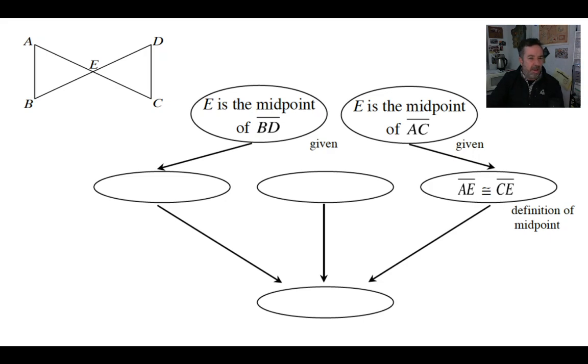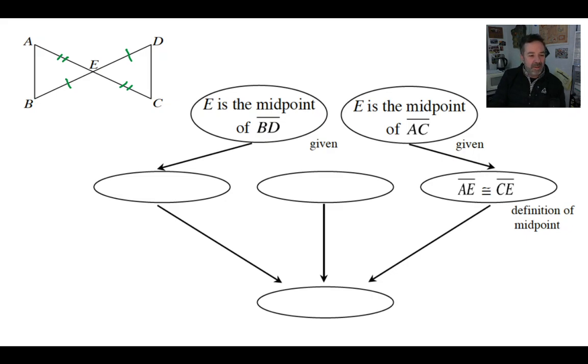So I think I can write on this. Because E is the midpoint of BD, I know that this segment and this segment are going to be congruent, because a midpoint cuts a segment into two congruent segments. And because E is the midpoint of AC, I know that this segment and this segment have to be congruent. If we look at it, we have a very nice pair of congruent sides. They've already labeled these: AE is congruent to CE, definition of a midpoint.